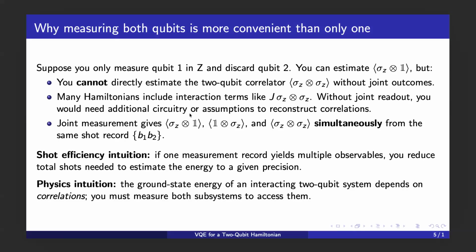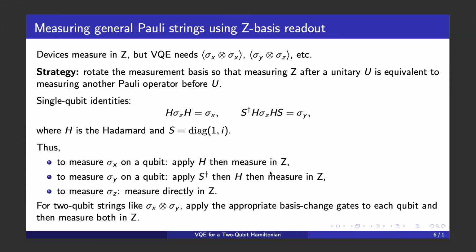What is common nowadays is to measure both qubits. Then joint measurements give you all these ones simultaneously from the same shot record. So this is something about the basic shot efficiency intuition. If one measurement record yields multiple observables, you reduce the total shots needed to estimate the energy to a given precision.